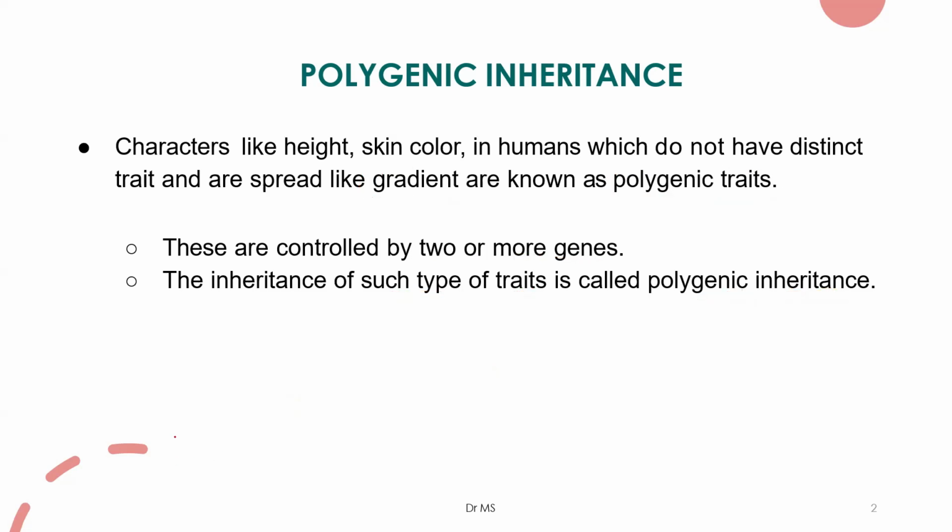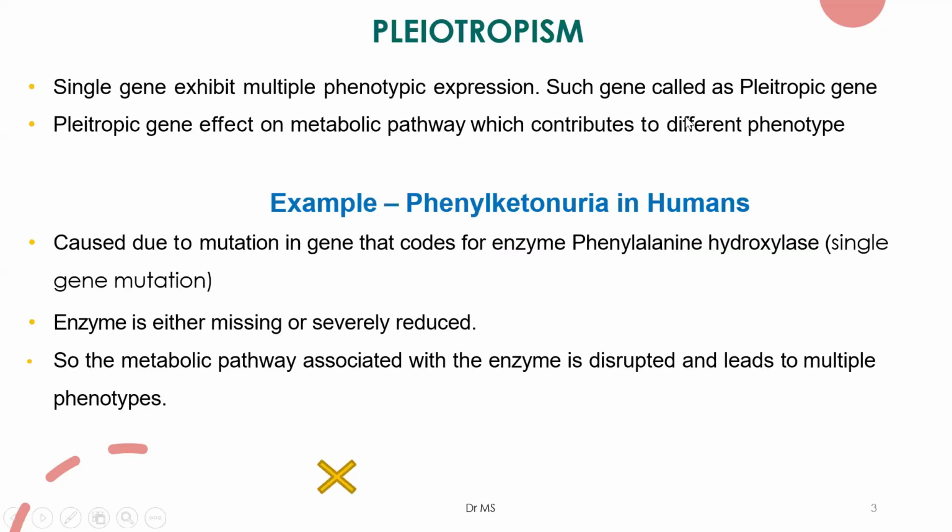Is that clear? So next one is pleiotropism. It is related to this polygenic inheritance. What's happening here? A single gene exhibits multiple types of phenotypic expression. So it is getting multiple types of phenotypic expressions. Such a gene is a pleiotropic gene. So why does this happen?